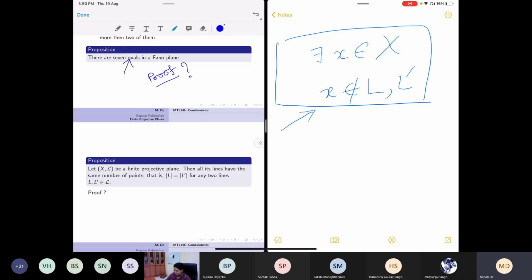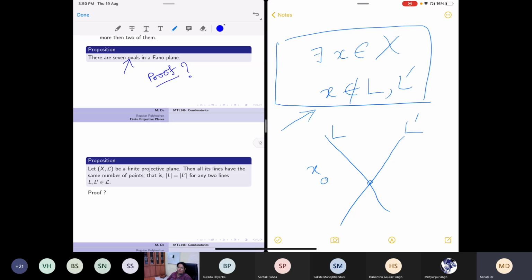If that is the case, the picture looks like this. I have one point x, and I have two lines. Of course, they are going to meet, I know that. So let's say this is my L and this is my L dash.